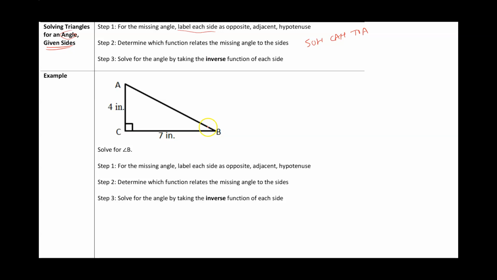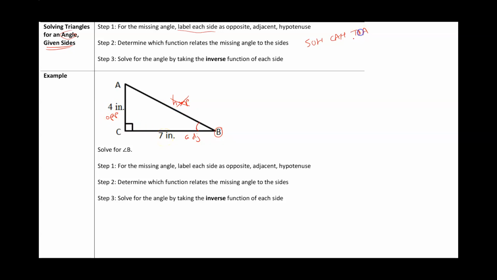So in this case, we're solving for angle B. We're looking for this angle here. So let's label everything in relation to angle B. We know that this is the hypotenuse. 7 inches, this side is connected to angle B, so this is going to be its adjacent, and then 4 inches is across from it, and so this is going to be its opposite. So the hypotenuse is irrelevant because we're looking at the two given sides, opposite and adjacent.